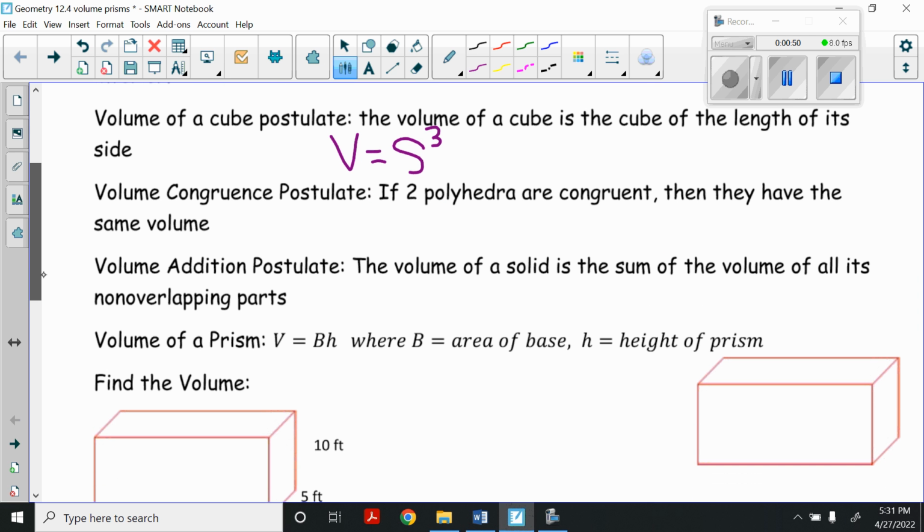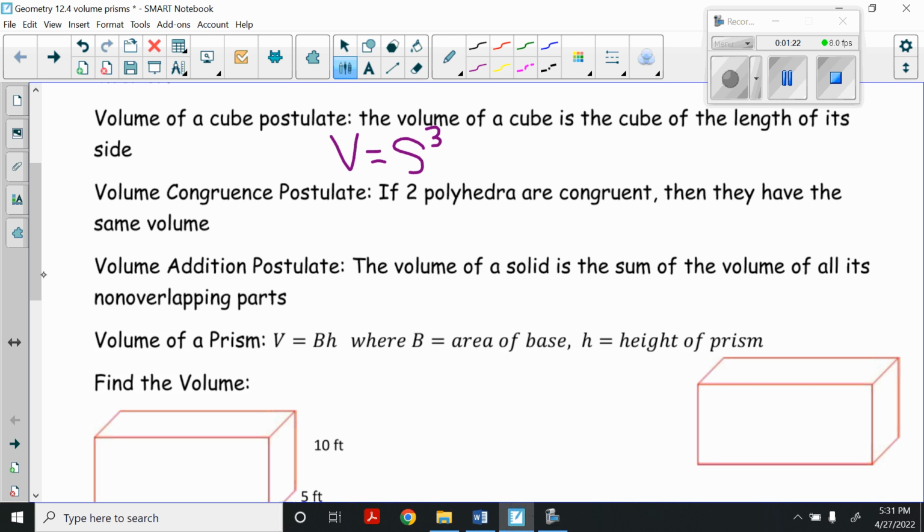The volume congruence postulate tells me that if two polyhedra are congruent, then they have the same volume. The volume addition postulate tells me that the volume of a solid is the sum of the volumes of all of its non-overlapping parts. So we're going to start out with the volume of a prism. The formula for volume of a prism is V equals capital B times H, where B is the area of the base, just like it was when we did lateral area and surface area, and H is the height of the prism.